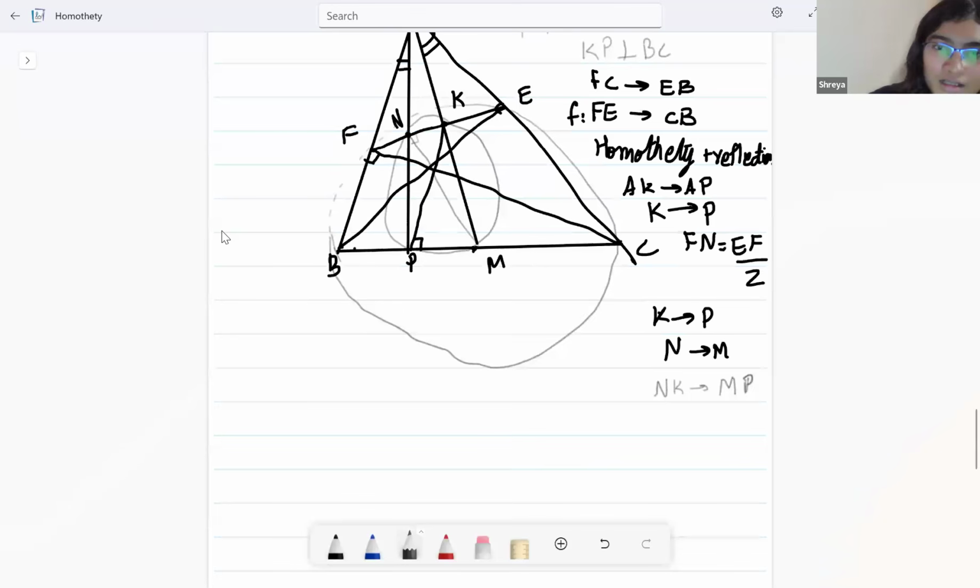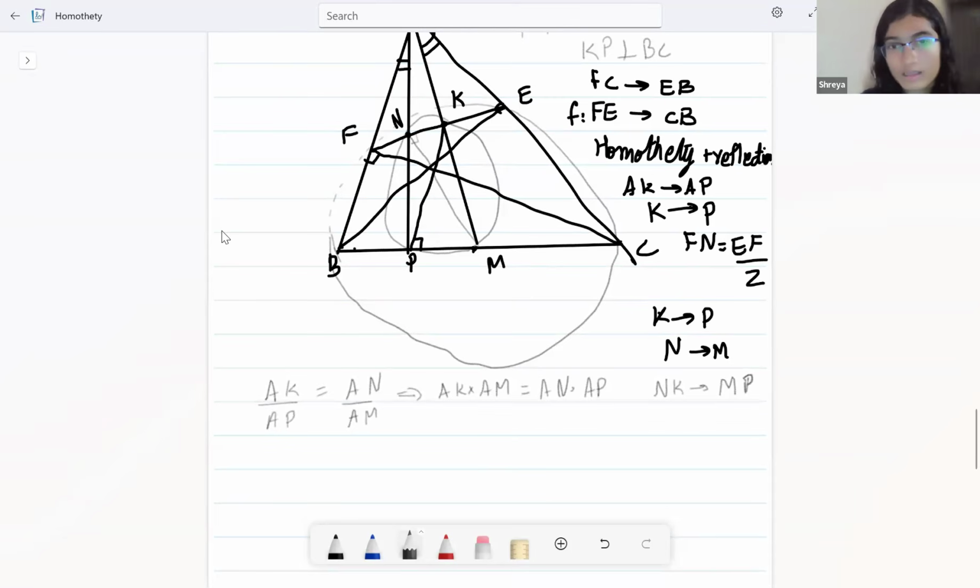Nice. Okay, I'll just repeat how we got the cyclicity. K goes to P is just saying that the reflection about the angle bisector doesn't really change the length. So K goes to P implies that AK by AP is the ratio, so AK by AP is equal to AN by AM. Then if we cross multiply, AK times AM is equal to AN times AP. And so by power of a point, we get that these are cyclic.